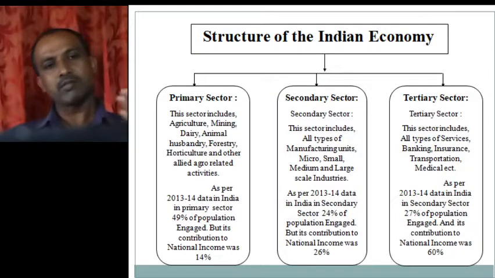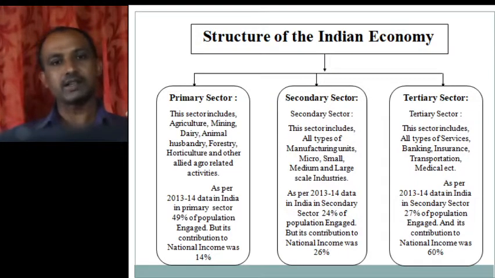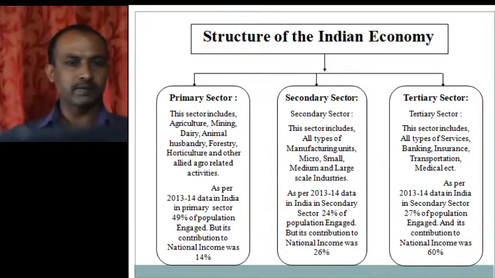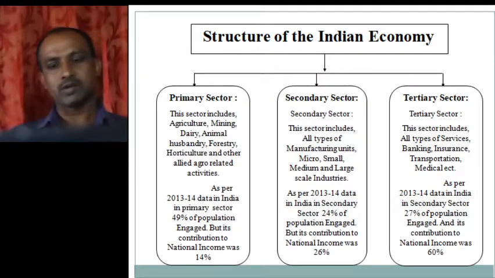It leads to what happens? The secondary sector improves. Ultimately, what will happen? The primary sector also improves its productivity and production, and thereby the tertiary sector also improves. That is why it is one of the most important aspects of discussion.